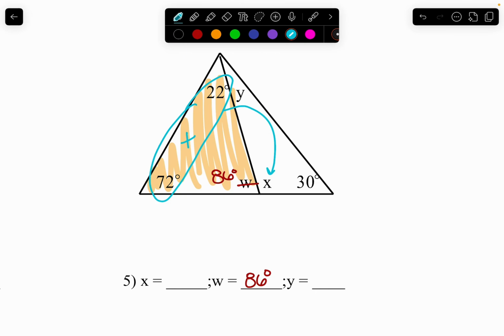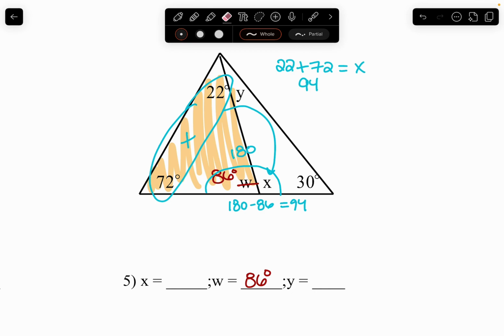The other option I have is that these two angles right here are supplementary, which means that they add to give us 180. So I can do either. I can do 22 plus 72 equals x, so that'll be 94. The other thing you could do is 180 minus 86, and I'm going to double check because I don't trust myself. It's also going to give you 94. So no matter which way you choose to do this, you're going to get that angle x is 94 degrees.